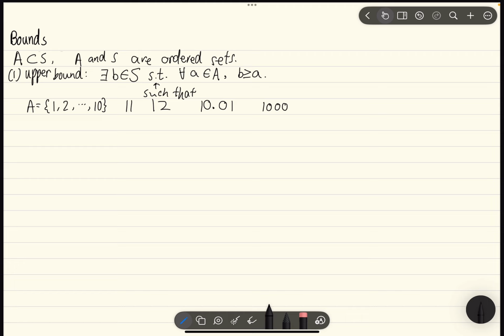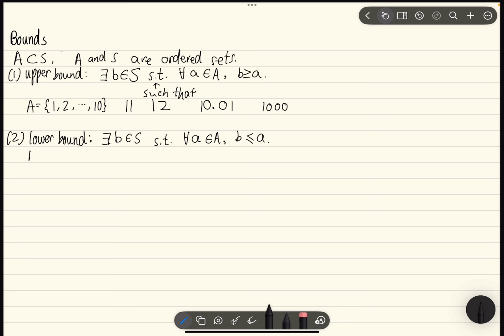Okay, what about lower bounds? Well, obviously, a lower bound is the exact opposite of an upper bound. For a lower bound b, there has to exist a b which is an element of S, such that for all elements a that are in this ordered set A, which is a subset of S, b is smaller or equal to a.